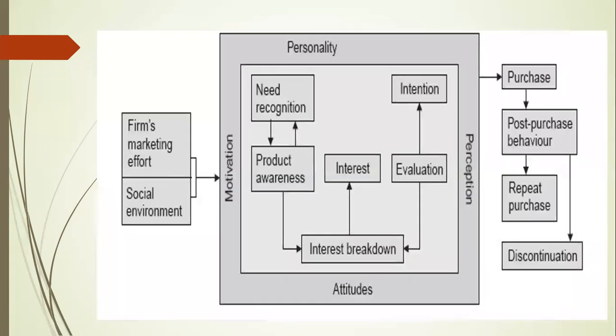Now, looking at the basic process of the input process output model, if you see here, need recognition and product awareness. When a person feels the need, when the need is generated, he will be in tension. If you see the left side, there are marketing efforts and there is a social environment. And in the center of the diagram, which we can see as the process, are the personality, the motivational factor, the attitude factor, and the perception factor of the consumer, where he takes the decision about the purchasing of the product.